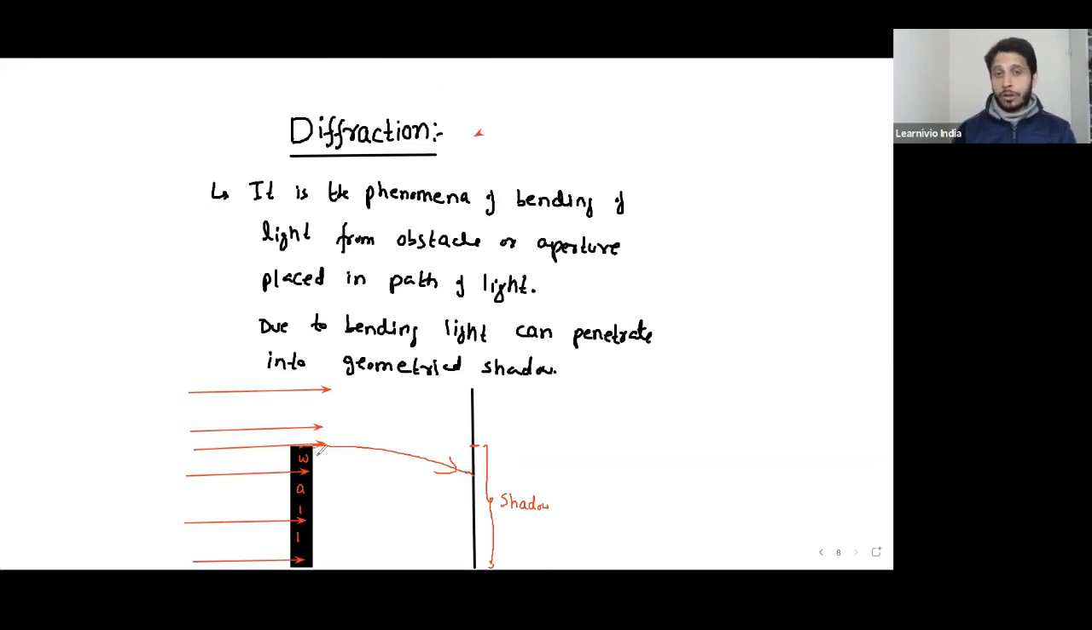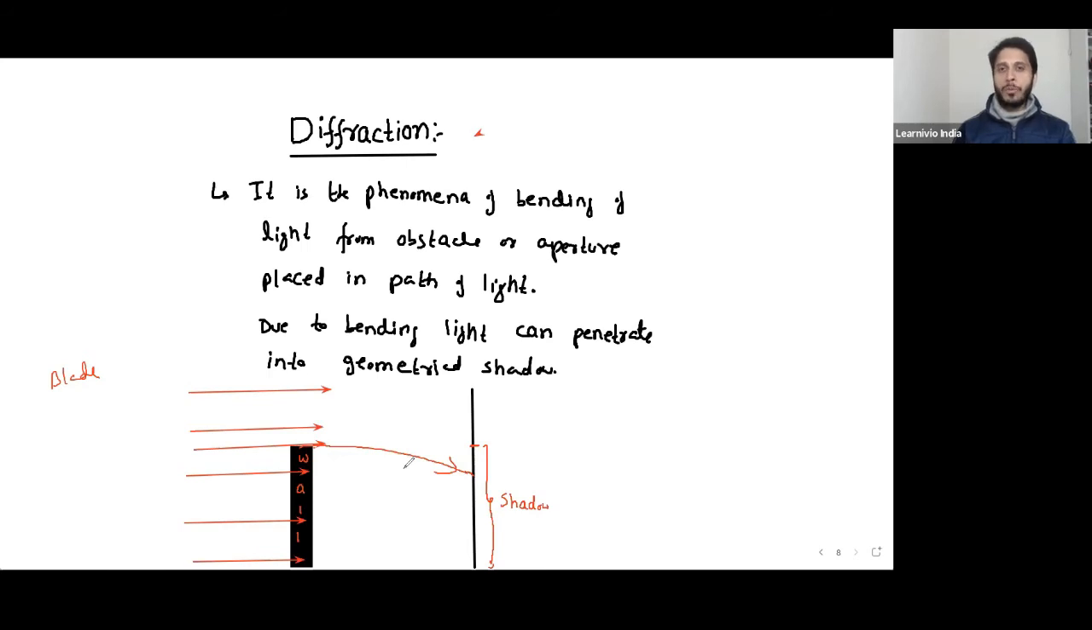Now, how strong this effect is, means how much the light is bending, depends upon the size of the corner. If these corners are very, very sharp, like the edges of a blade, then this bending is very large. But if the corners are not very sharp, they are very thick corners, then bending is very small. You may not even observe this for a very thick wall. But if corners are very sharp, like the edges of a blade, then this diffraction will be prominent.